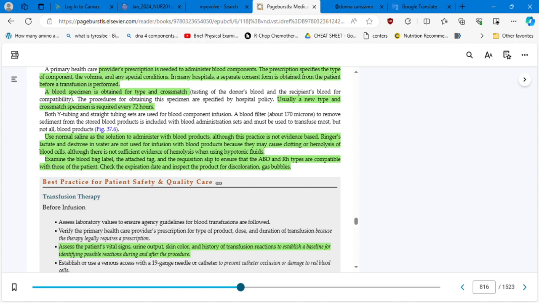Use normal saline as the solution to administer with blood products. Although this practice is not evidence-based, lactated Ringer's and dextrose in water are not used for infusion with blood products because they may cause clotting or hemolysis of blood cells. And this is something that you need to master. When you are going to administer a blood product, always normal saline, never lactated Ringer's or dextrose in water. Dextrose is basically sugar. You are not going to administer blood with sugar.